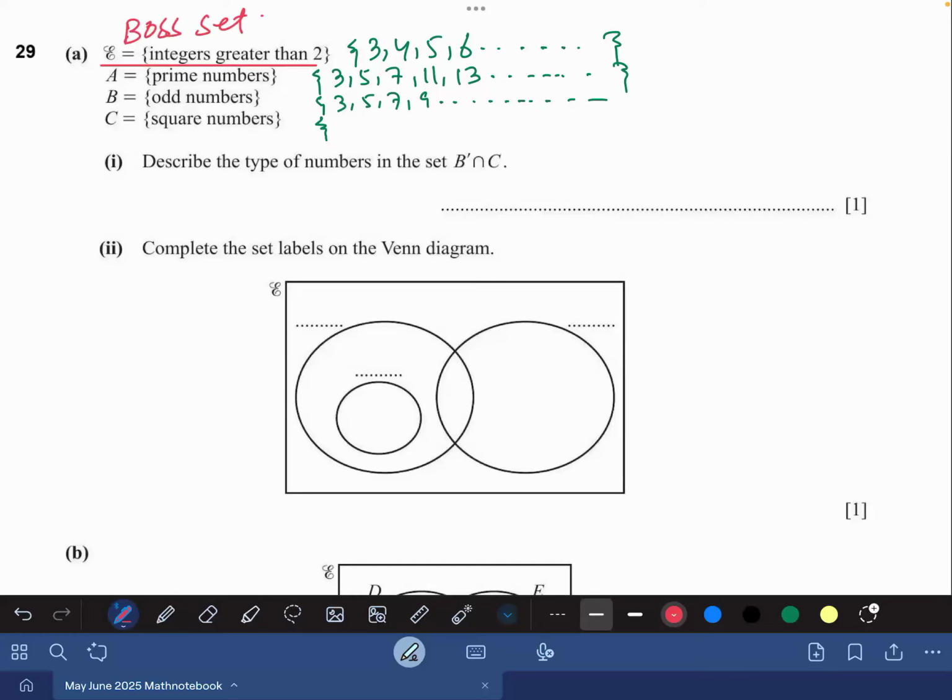Square numbers greater than 2 are 4, 9, 16, 25 and so on. Describe the type of numbers in the set B complement intersection C. So, B complement intersection C.